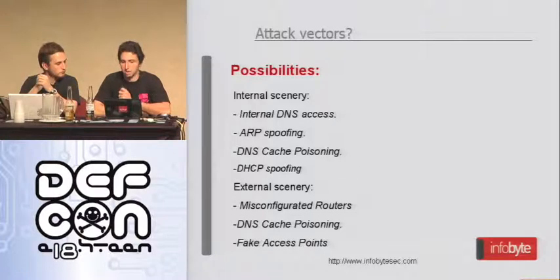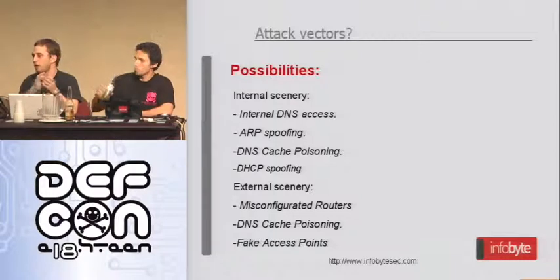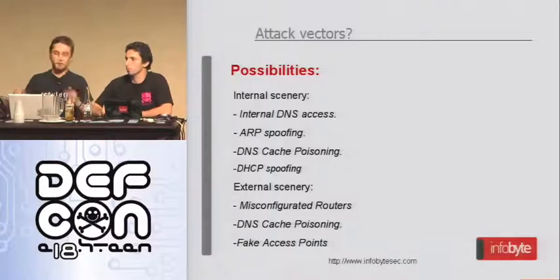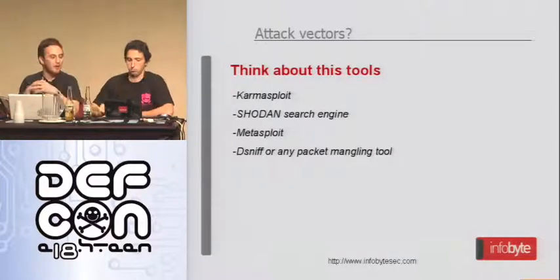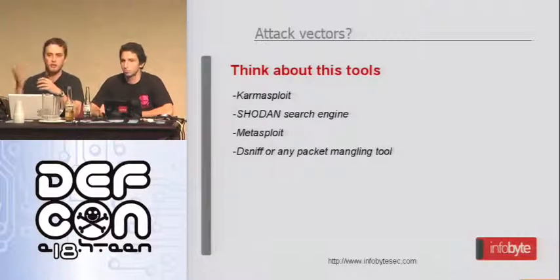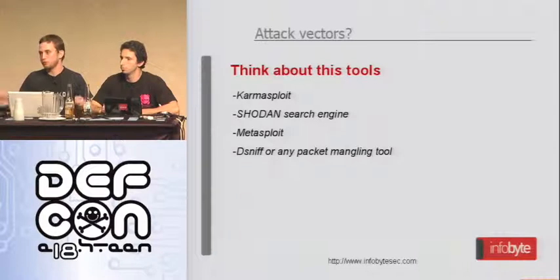As for scenarios to attack, in internal scenarios you can do ARP spoofing or DNS cache poisoning. You can create a fake wireless access point. Also imagine how many DSL routers are out there without any kind of password, or using the default password. So you have 52 reasons to make a little botnet in just a few hours of scanning. I think most of you know Karma, Exploit, Shodan, the search engine. It has some prefixes so you can find routers with default passwords. Metasploit has a lot of ways to help you do that, and any packet mangling tool will do the trick.